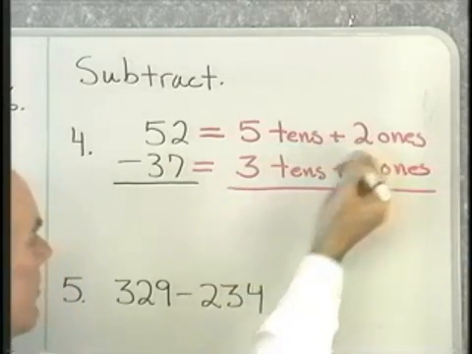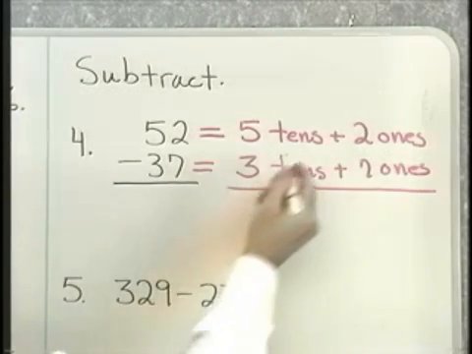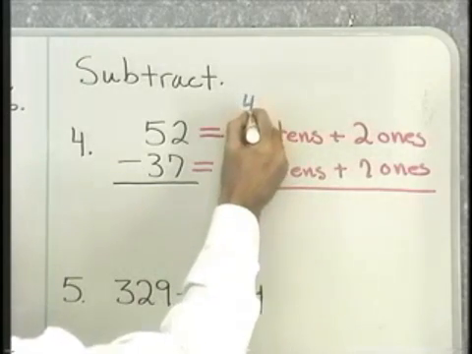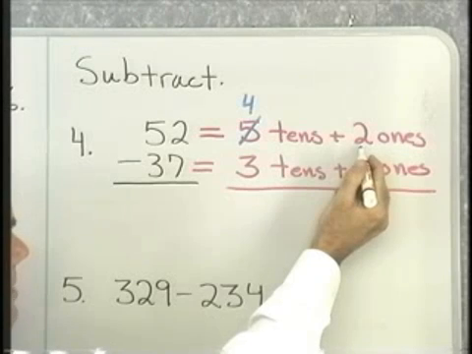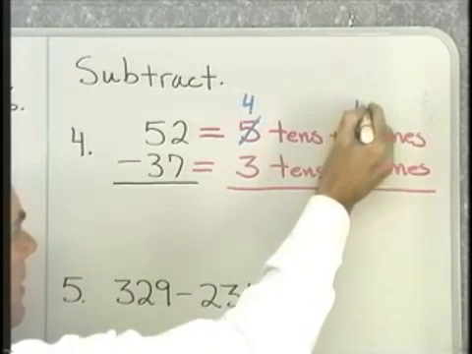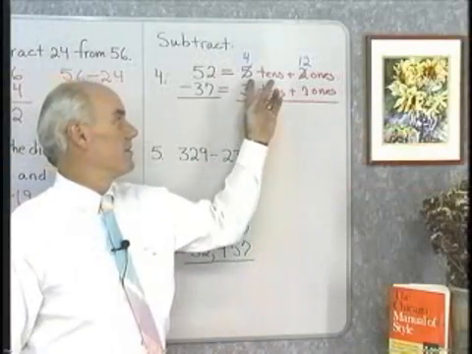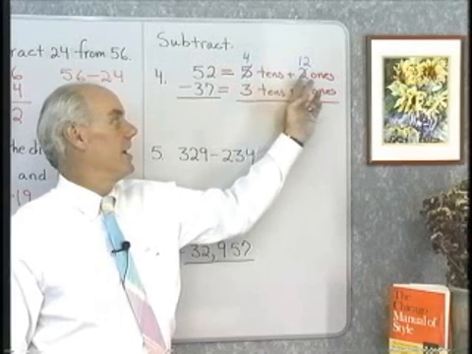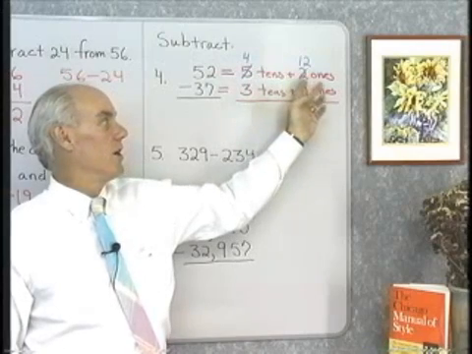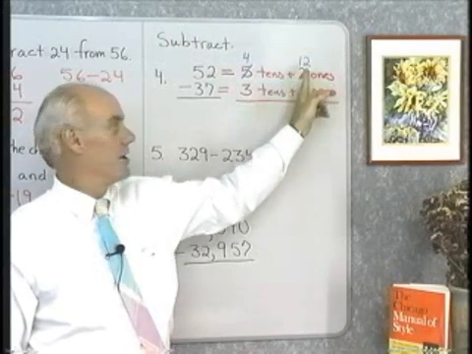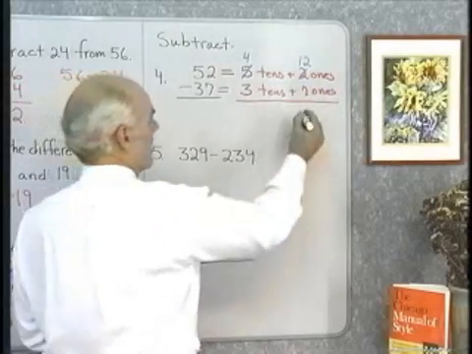Now, here's where my problem is. 7 ones from 2 ones. I can't do that. So what I do instead is I'll go over to my 5 tens and I'll take one of those tens and rewrite it over here as 10 ones, plus the 2 ones I already have gives me 12 ones. So I borrow one of the tens from the 5 tens right here and write it over here with the ones. So I borrow a 10, I write it as 10 ones, plus the 2 ones I already have, that's 12 ones. Now 7 from 12 is a problem that I can do. So when I do that subtraction, I end up with 5 ones.